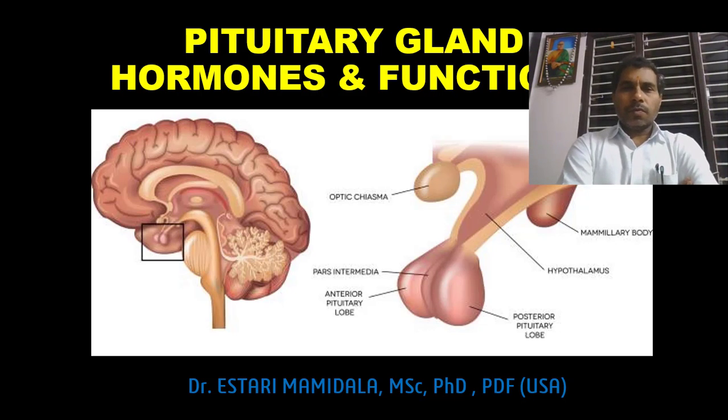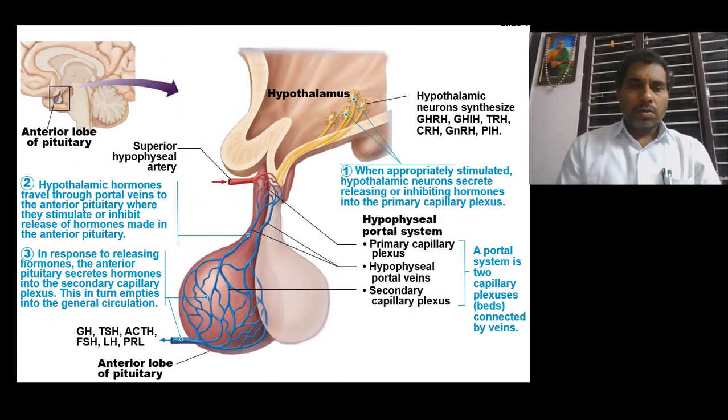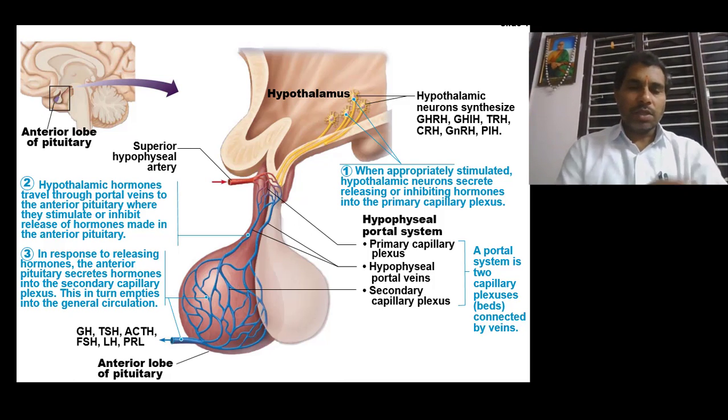So, the pituitary gland. What are the pituitary gland functions, and what hormones are secreted from the pituitary gland? These are the two important parts of the pituitary gland, that is, the anterior lobe and the posterior lobe. The anterior lobe is connected with the capillaries.